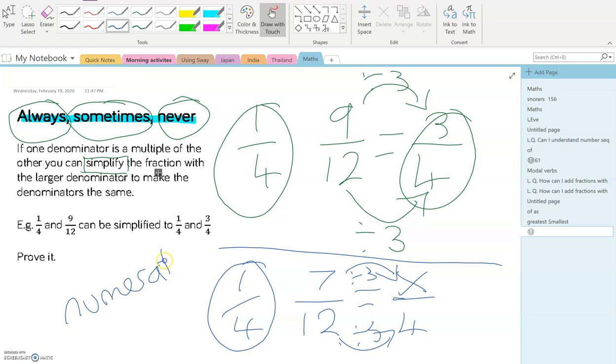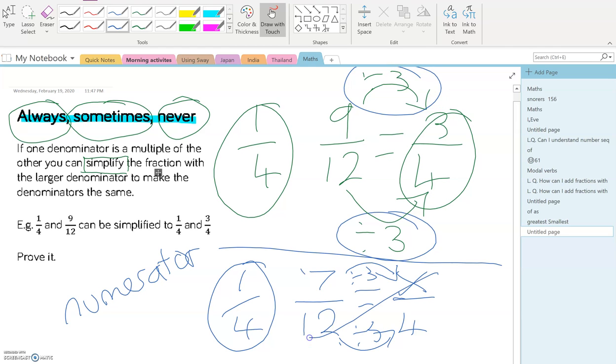The numerator also has to be divisible by the number you are dividing by, which was 3. Otherwise it does not work.